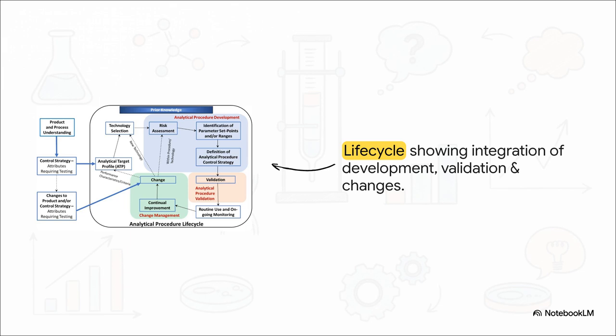Prior knowledge feeds directly into your risk assessment, which helps you define your control strategy, which then moves into validation, and finally into routine use and continuous improvement. It proves that developing a procedure isn't just a straight line. It's this ongoing cycle of gathering knowledge, validating, and monitoring. So when changes inevitably happen, they're handled with science, not panic.